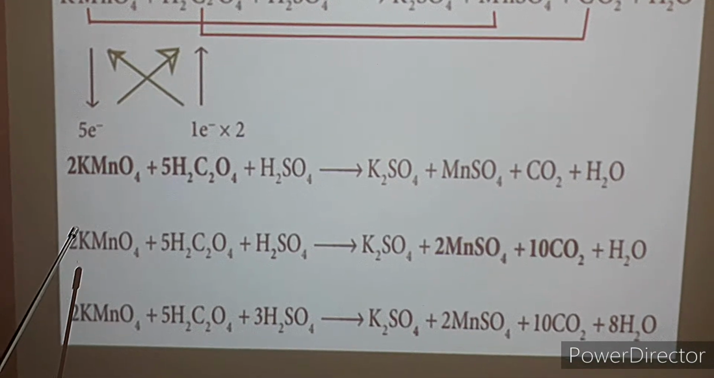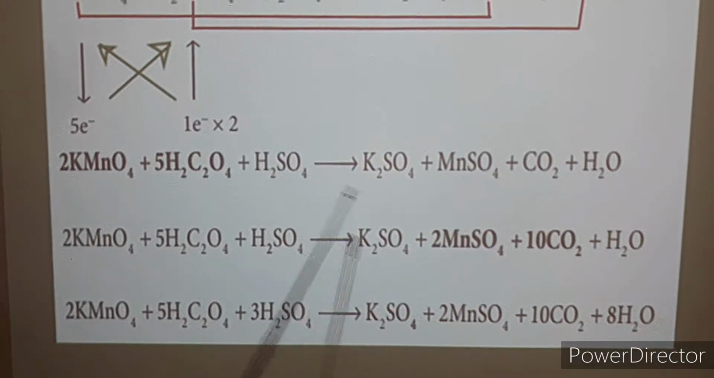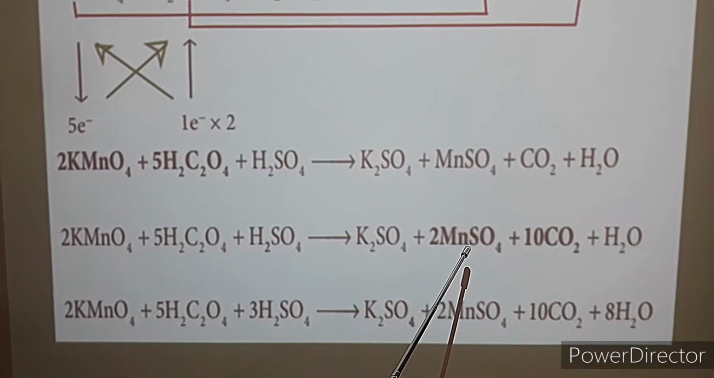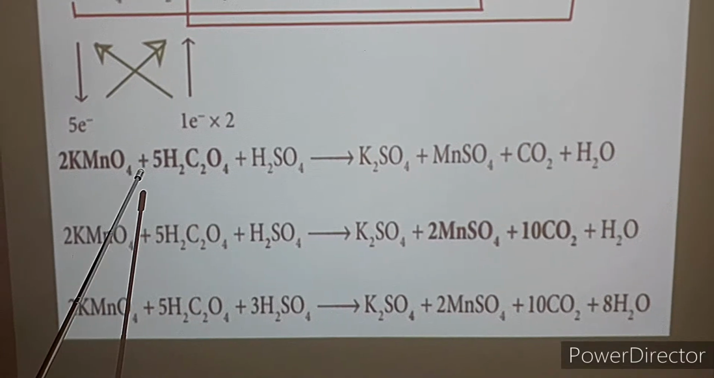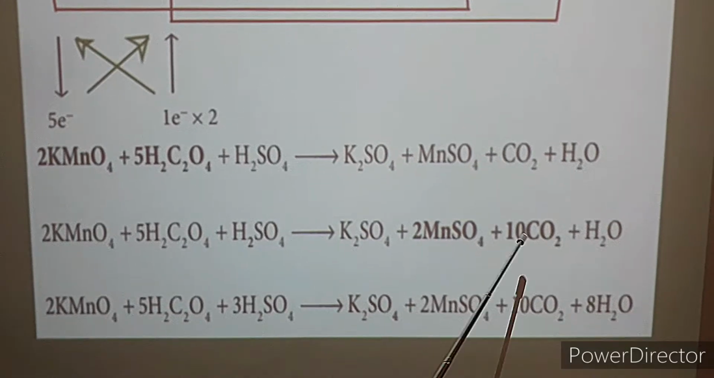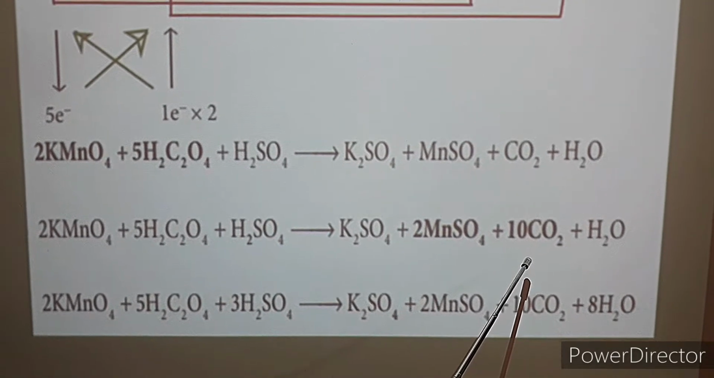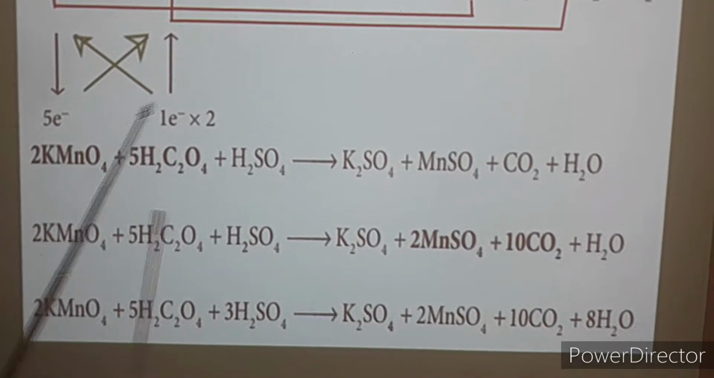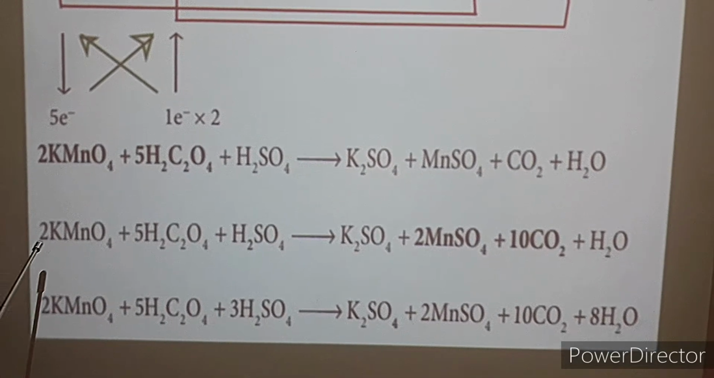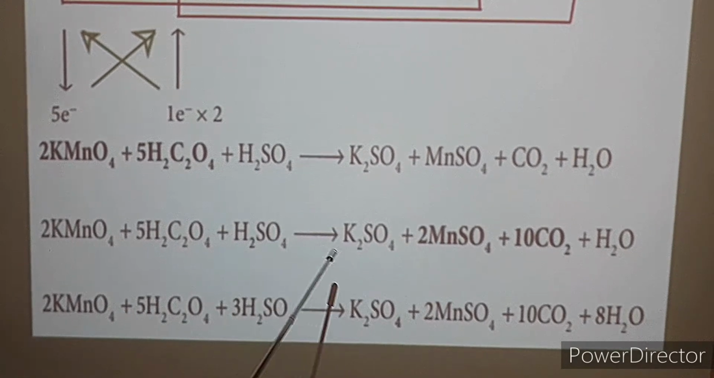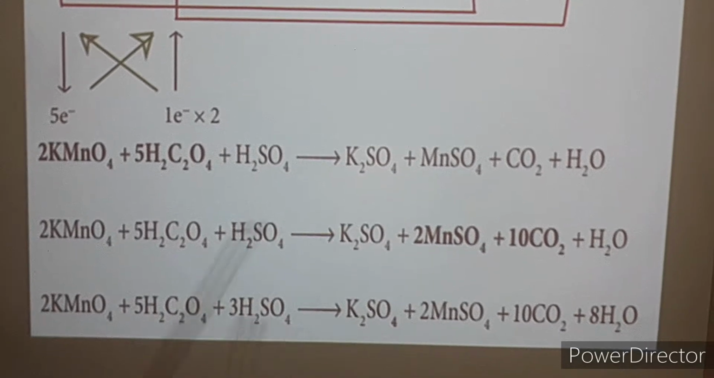Afterward you see that here, how many manganese is present? 2 manganese. So I put 2 here, 2 manganese. And then carbon, how many carbon? 5 into 2, 10. So put 10 here in front of the carbon dioxide. Now we balance this manganese and then carbon. Now potassium, how many potassium here? 2 potassium. So here also 2 potassium. So potassium is also now balanced.